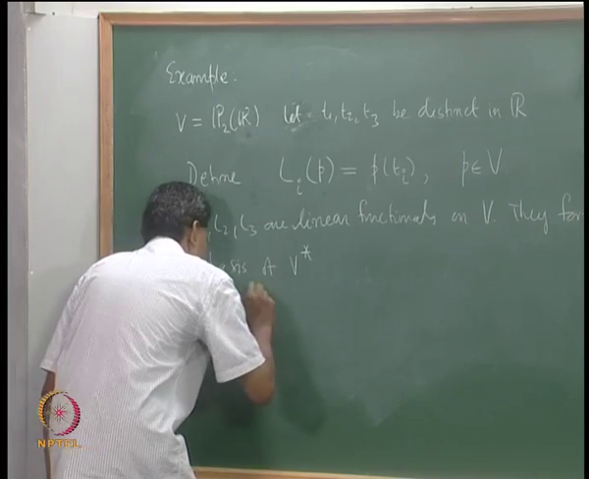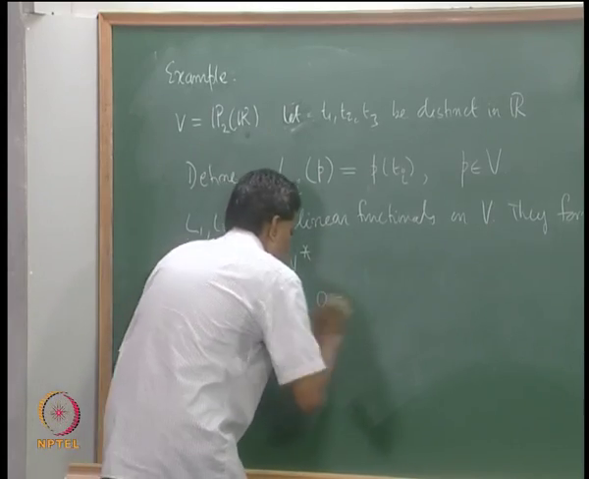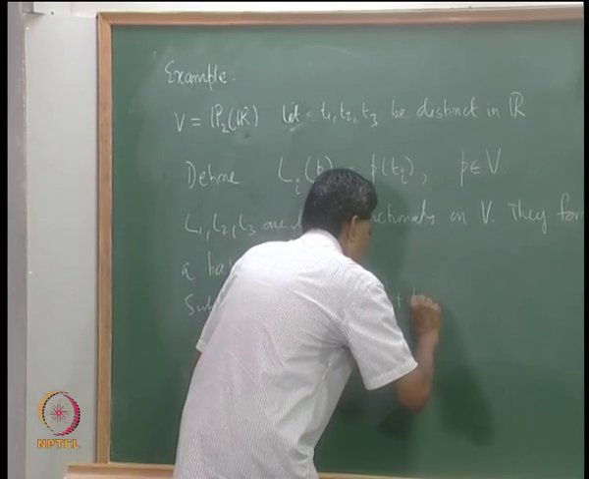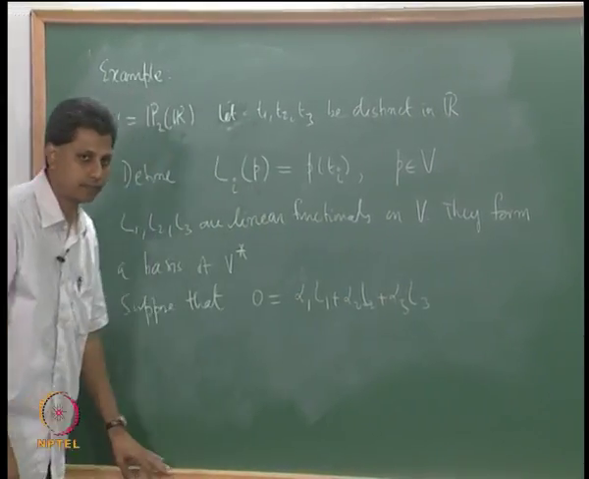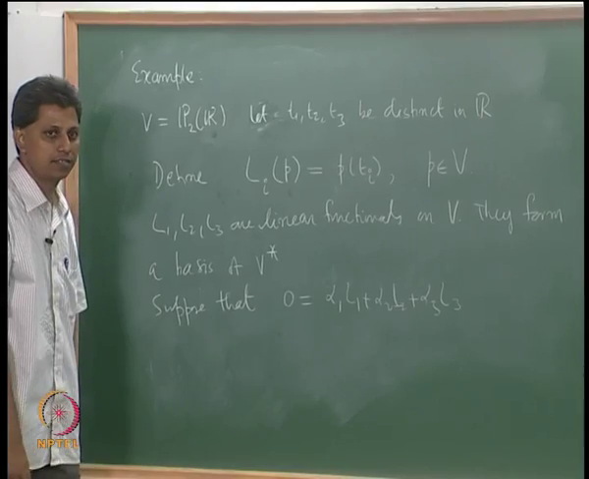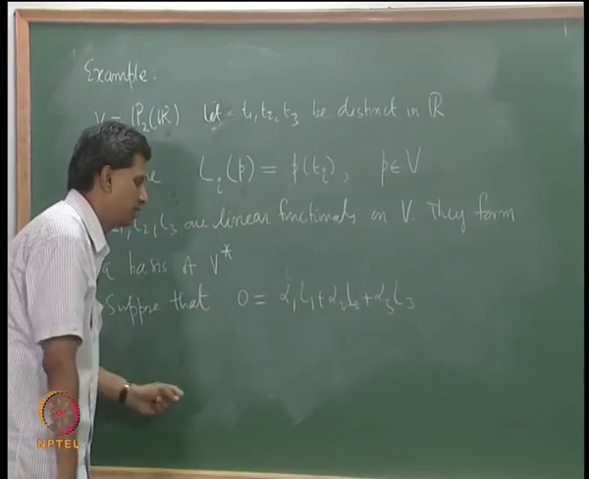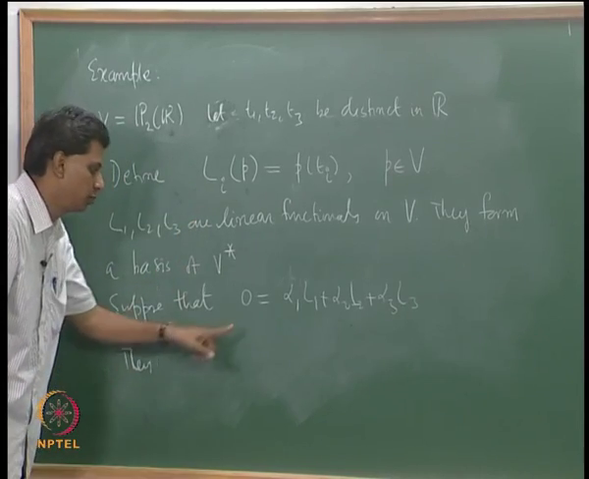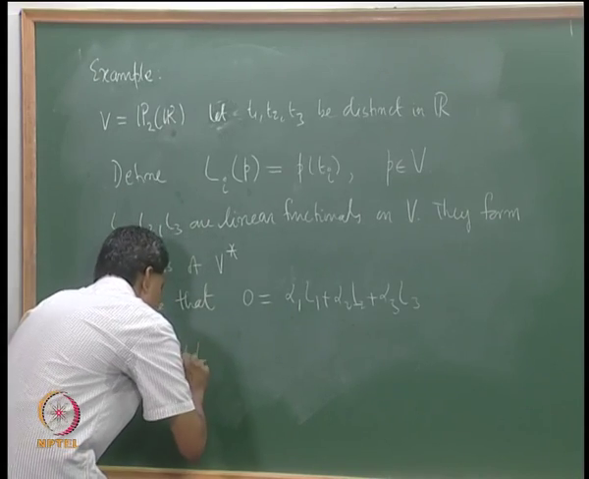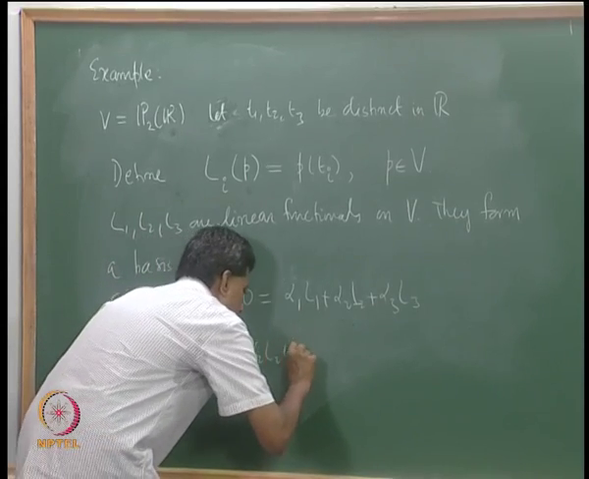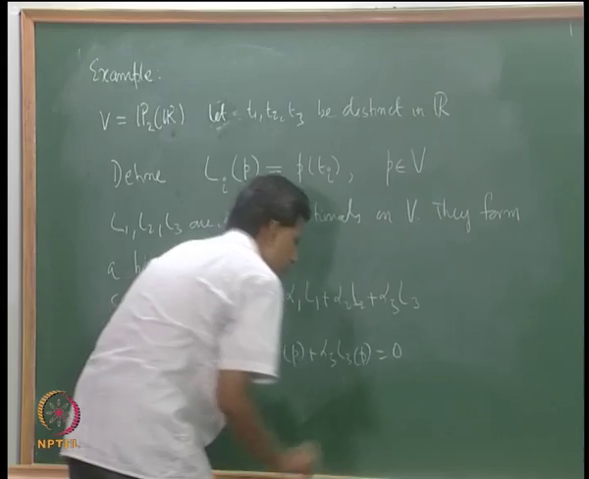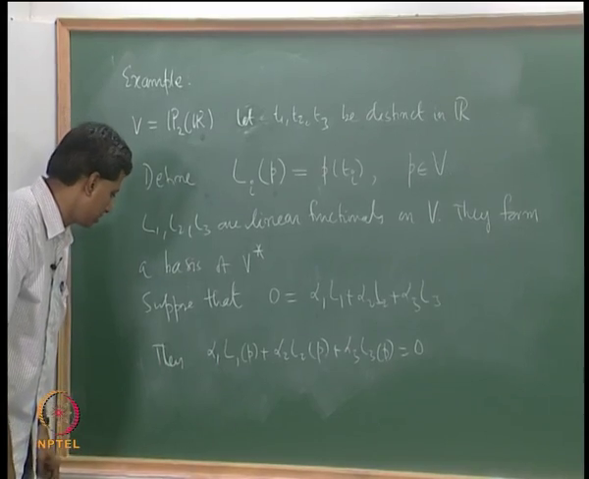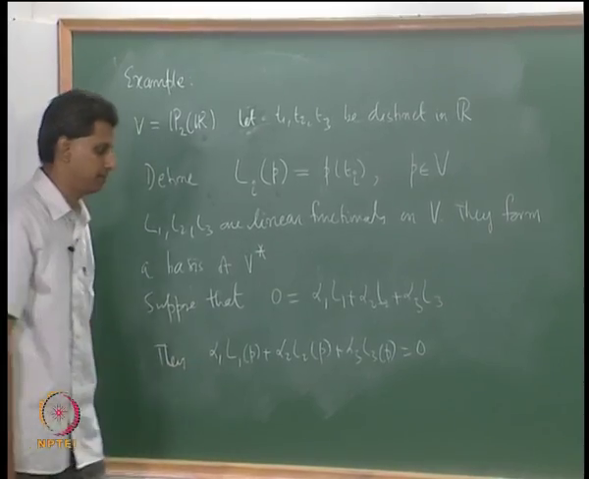Suppose that the 0 functional is a linear combination of these 3, okay. Let us say alpha 1 L1 plus alpha 2 L2 plus alpha 3 L3. I must show that alpha 1, alpha 2, alpha 3 are 0, okay. What this means is that the action of this functional on any polynomial of degree less than or equal to 2 gives a value 0. Alpha 1 L1 of P plus alpha 2 L2 of P plus alpha 3 L3 of P must be the 0 number, where this 0 is the 0 functional. I will look at 3 specific choices of P.